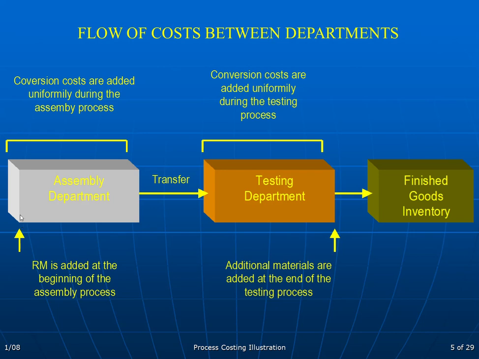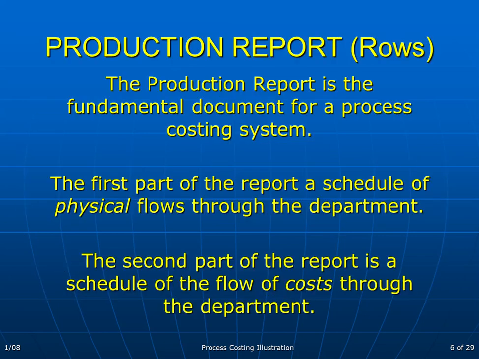Anyway, those materials are processed uniformly, and then once they reach the termination of this department, they get transferred over to this department, and conversion costs are added uniformly, and we have some additional type of materials that are added at the end of the process, and then that completes the manufacture of these products, in which case they're transferred out to finished goods.